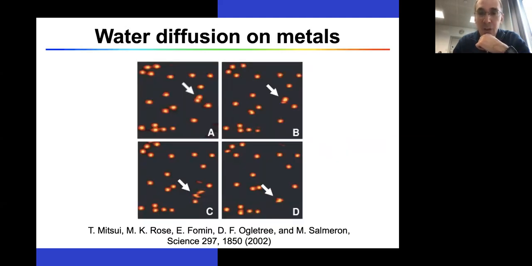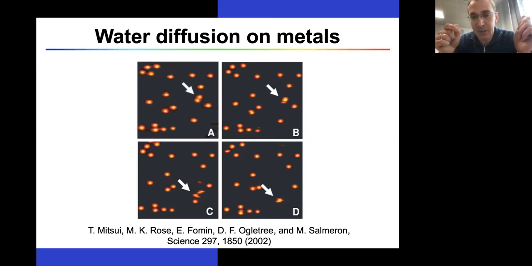One other example where quantum nuclear effects can be important, and this is the last thing I will show, is the diffusion of molecules across surfaces. And so 20 years ago now, there was a really important experimental study where they used scanning tunneling microscopy to explore the rate of diffusion of water molecules and water clusters across a metal surface, across a palladium surface. And they were able to distinguish between water molecules and water clusters by their size.